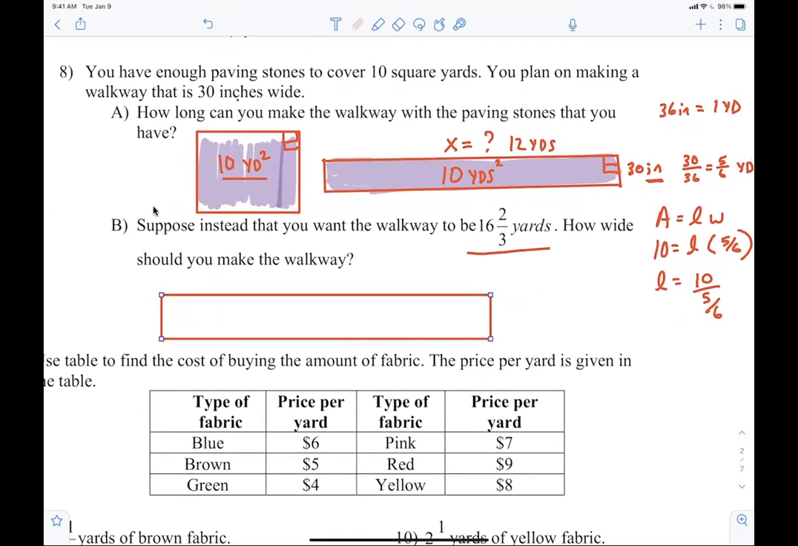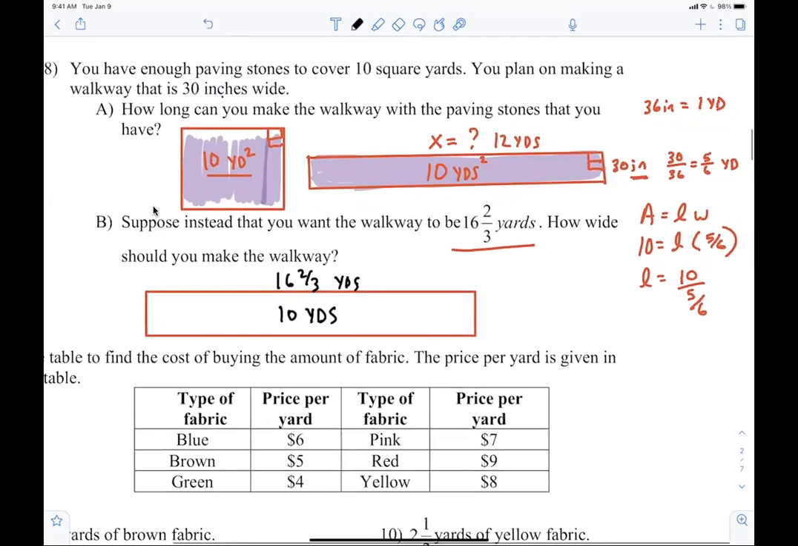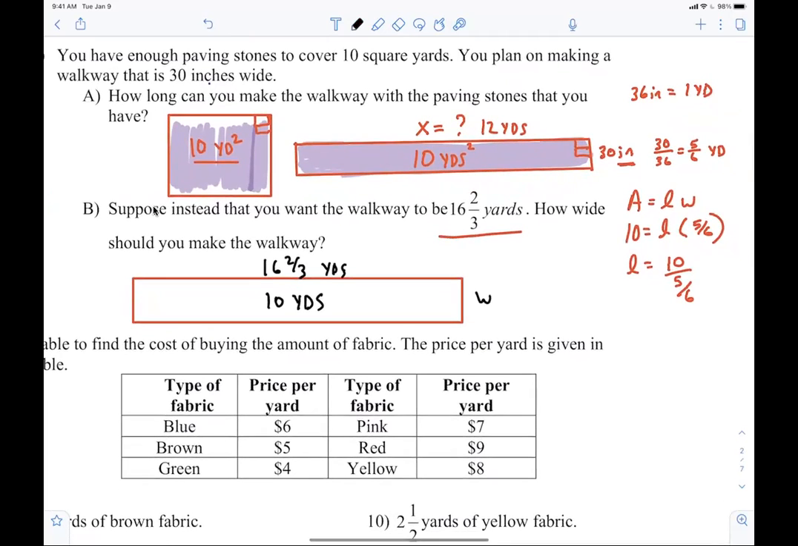So here's my walkway. If I make a new walkway and you want your walkway to be 16 and 2/3 yards, does it have the same area? Yeah, it didn't change. Then it's just 10 yards divided by 16 and 2/3. Yep. So again, it's the same problem, except this time we want to figure out what the width is, right? Do you see what I'm saying? The area still stays 10 square yards. But let's say I measured it out and I needed it to be 16 2/3 yards long. The question is, how wide could I make it?